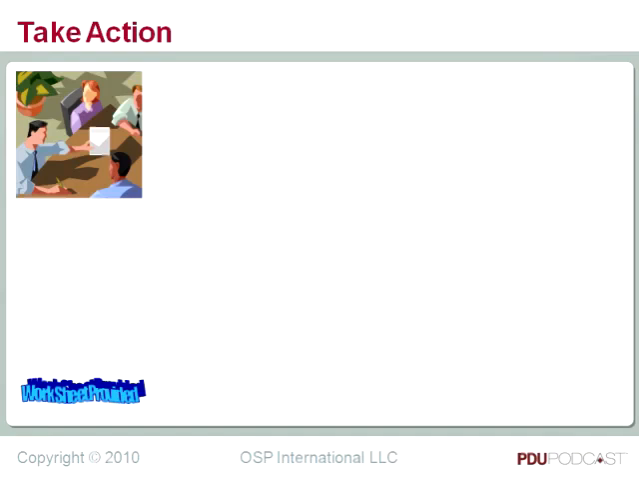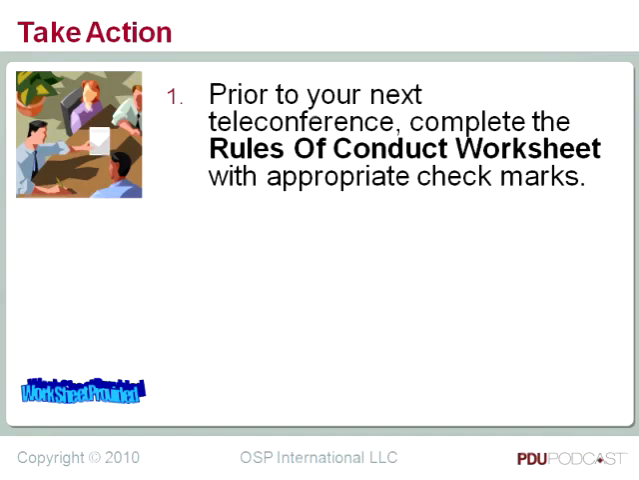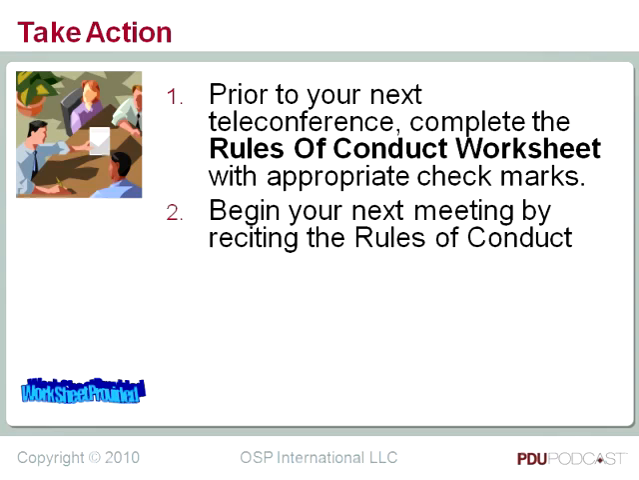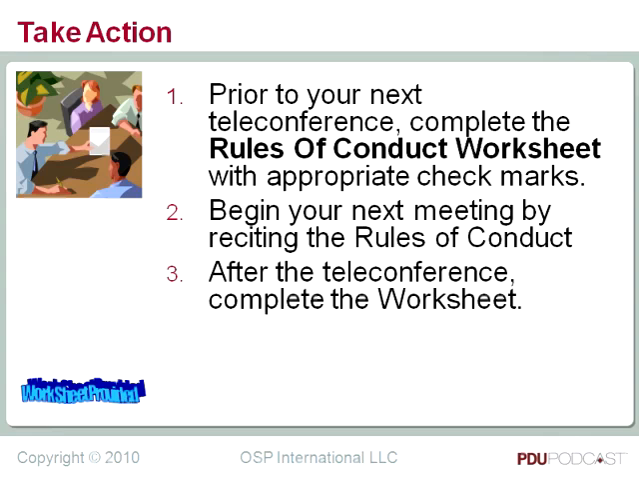Now it's time to take action. So prior to your next teleconference, complete the Rules of Conduct worksheet with the appropriate check marks. Then once you've done that, you begin your next meeting by reciting the Rules of Conduct. After the teleconference is over, you complete the worksheet to find out what you did do, what you didn't do, and what was followed through on. You can note improvement. There will be some improvement. However, there will also be some areas that you need to work on.